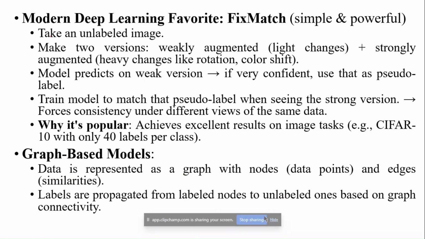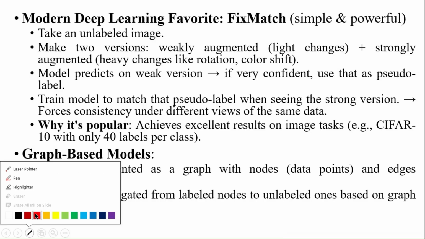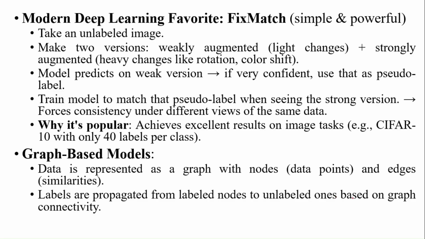We have other methods too, the modern deep learning ones, and we have graph-based models. Data is represented as a graph with nodes and edges. Labels are propagated from the labeled nodes to the unlabeled ones in the graph.